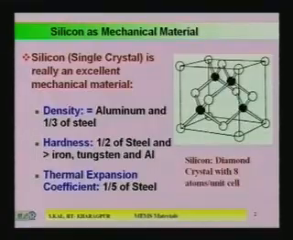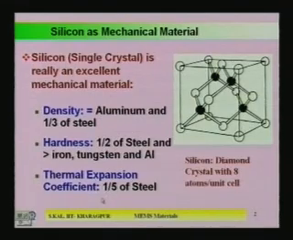So, silicon is a mechanical material which is a single crystal, and it has a diamond crystal structure. Its density we have seen is nearly equal to aluminum, but 1/3 of the steel. So, in that respect silicon is lighter than steel. In the second point, its hardness: half of steel and greater than iron, tungsten and aluminum. So, so far as hardness is concerned, the silicon hardness is greater than iron, tungsten and aluminum.